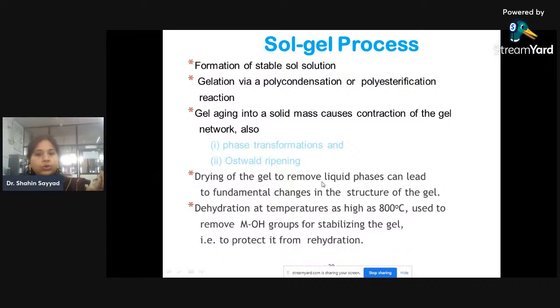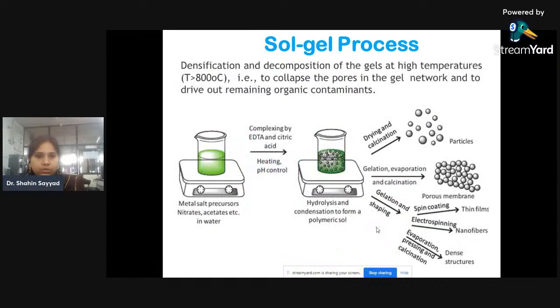Why do we do this? To remove the liquid phase, which leads to a fundamental change in the structure of the gel. Again, some moisture is present in that gel, so we have to dehydrate at a higher temperature, around 100 degrees, to remove the M-OH groups which are present in the gel and to protect it from rehydration. Okay, then we have densification. The particles that formed were porous, so densification means making them compact, and decomposition of the gel at higher temperature.